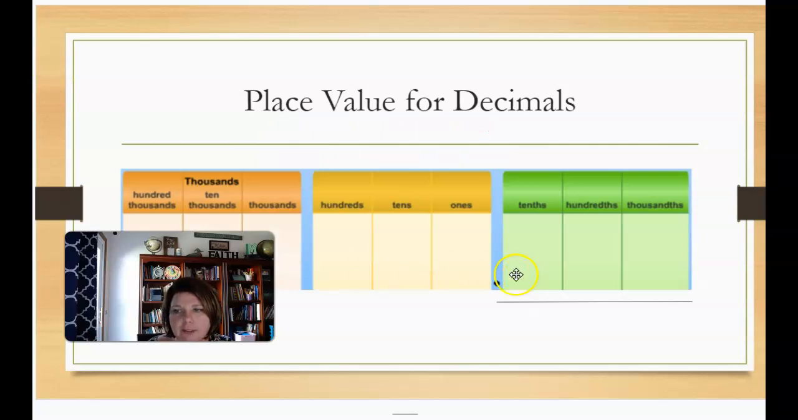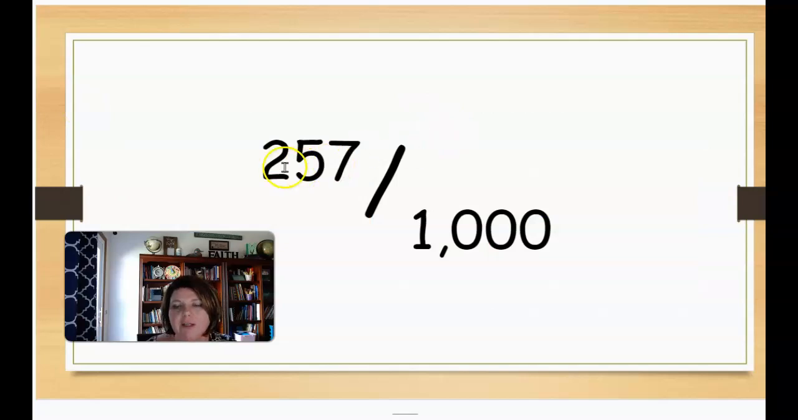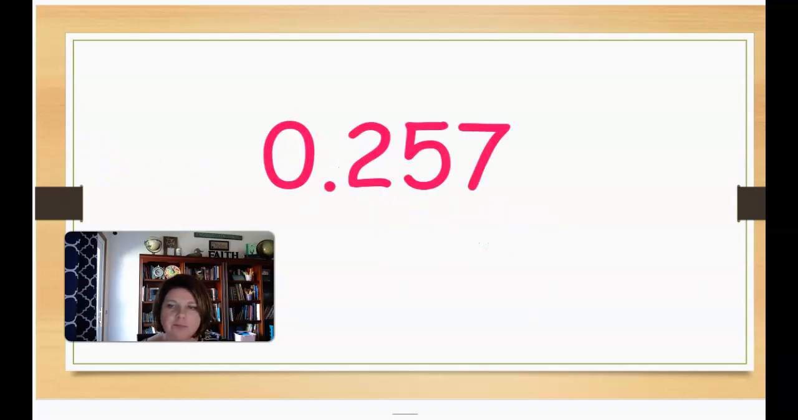So if we go back here and look at our place value chart, we have the tenths, hundredths, thousandths. In 5th grade, you're expected to know decimal place values to the thousandths. You probably learned tenths and hundredths in 4th grade. So we're adding a little more this year. 257 thousandths written as a decimal. 257 thousandths, or 0.257.